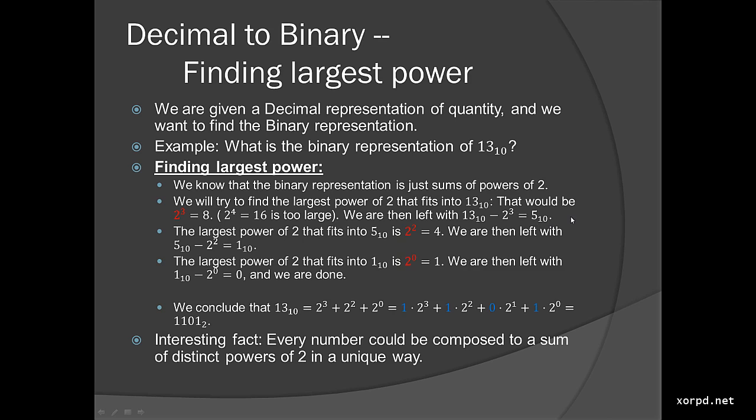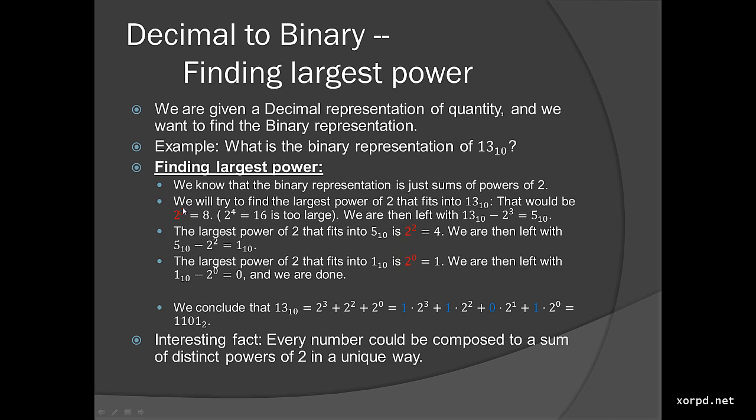Now we keep doing it again. We look for the largest power of 2 that fits into 5. And this is 2 to the 2, which is 4. We then subtract this number from 5 and we are left with 5 minus 4, which is 1. And lastly, largest power of 2 that fits into 1 is just 2 to the 0, which is 1. And then we are left with nothing. And we are done.